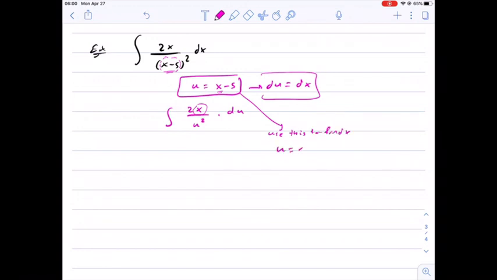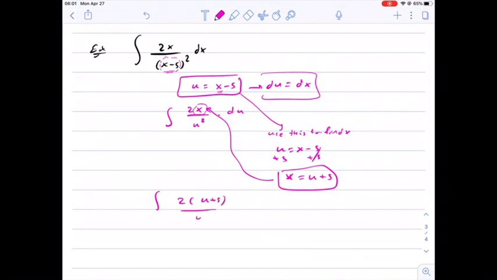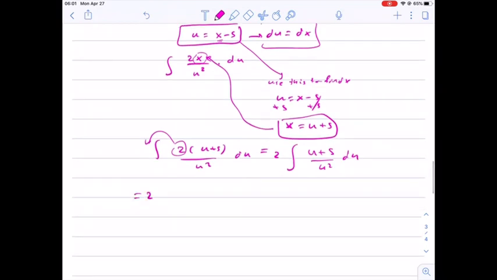So u equals x minus 5, add 5 to both sides, you get x equals u plus 5. And then you put it here, and we get 2 times (u plus 5) over u squared du. This is constant, we can pull it out of the integral. 2 times the integral of (u plus 5) over u squared du. And then this is 2 times the integral.